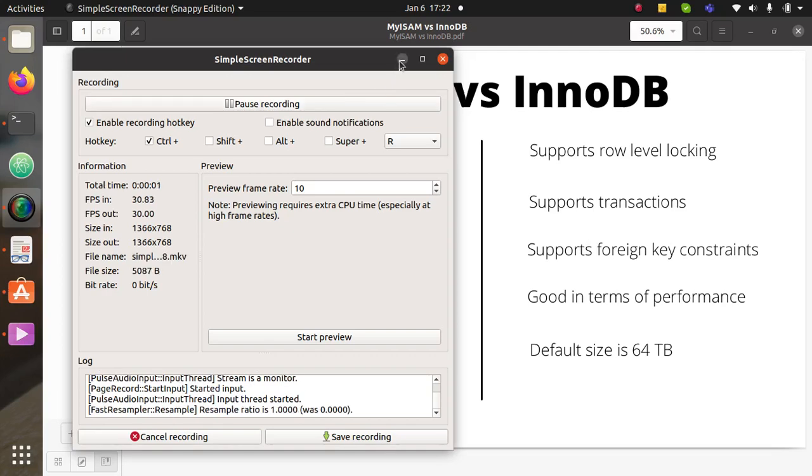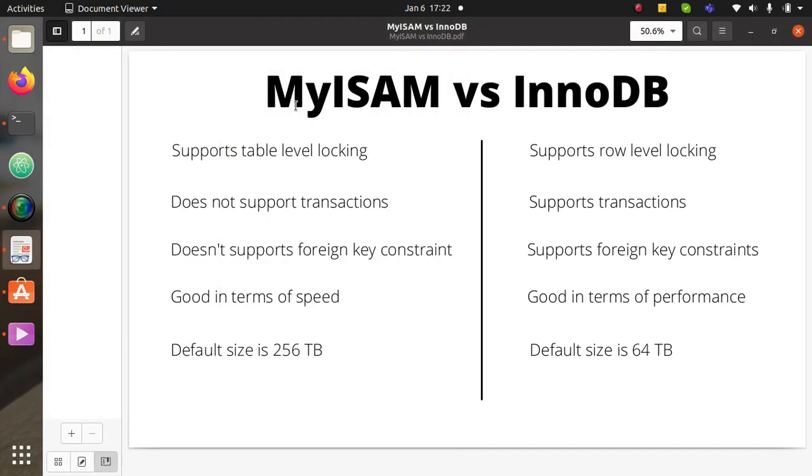Hi friends, today I come up with a video that gives you a differentiation between MyISAM and InnoDB. Well, MyISAM and InnoDB are storage engines provided by MySQL.